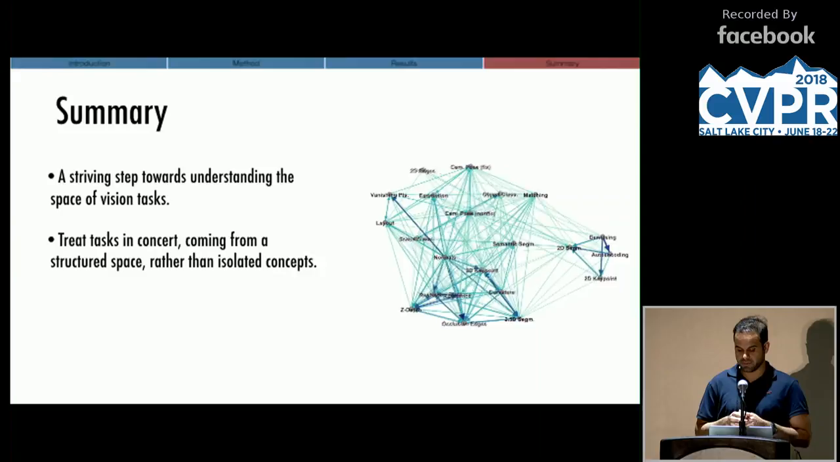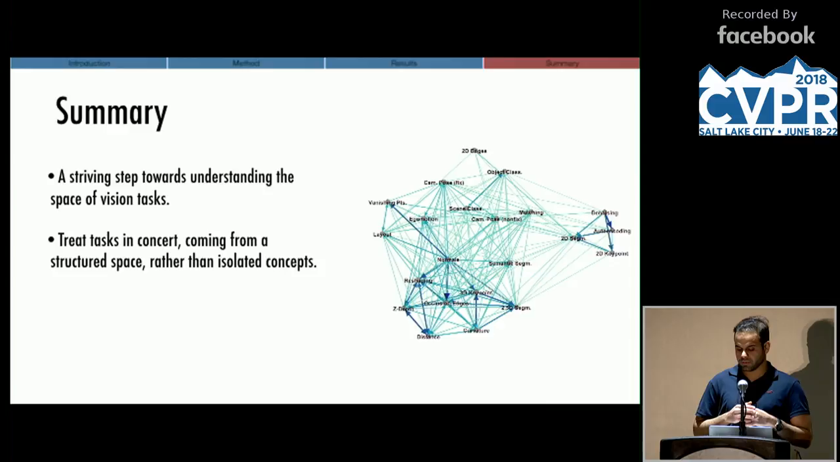So in summary, we took a first step towards understanding the space of vision tasks, and we started treating tasks in concert, coming from a rather structured space, as opposed to isolated concepts, as illustrated in this force atlas plot that was created using our quantified relationships. We proposed a fully computational framework for this purpose, providing a unified model for transfer learning, and we are moving hopefully towards a generalist model for perception.